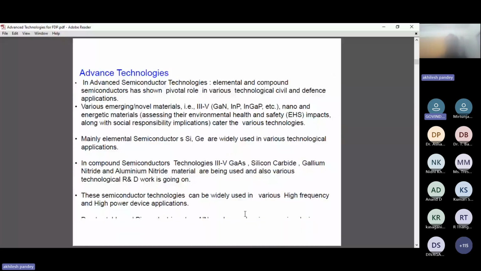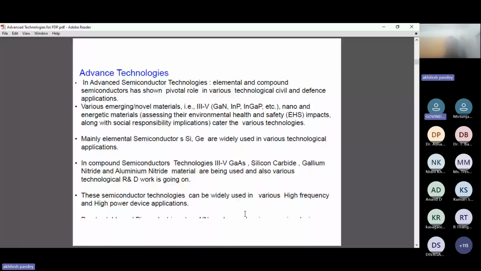Now, in advanced technologies, semiconductors, basically elemental and compound semiconductors, are playing a pivotal role in various technological, civil and defense applications. Various emerging novel materials in III-V, like gallium nitride, indium gallium phosphide, or indium gallium aluminum nitride, and nano energetic materials, assessing their environmental, health and safety impacts along with the social responsibility implications, cater to various technologies. Many elemental semiconductors like silicon and germanium are widely used in various technological applications.